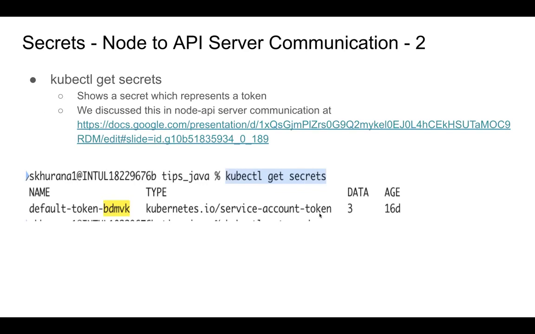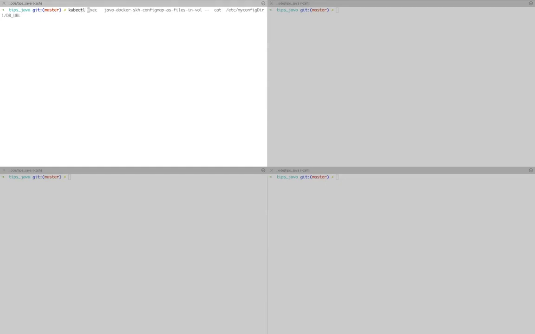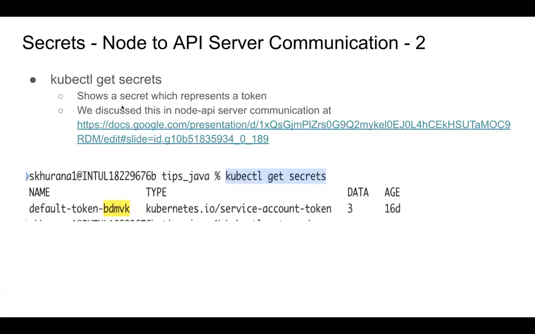So let's see the existing secrets. kubectl get secrets. So there is one secret which is already running. Now, what is this secret? It represents a token. Now, this is used between, remember the Kubernetes architecture. You had a control plane, which is more or less the masters, and you have the worker nodes, which were various nodes in the cluster.